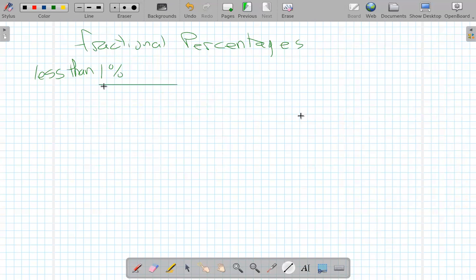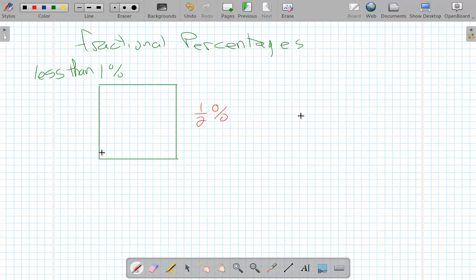And I lost track there. 1, 2, 3, 4, 5, 6, 7, 8, 9, 10. Oh, good job. So here's my 10 by 10 grid. So for example, I want to know, what does 0.5% look like?